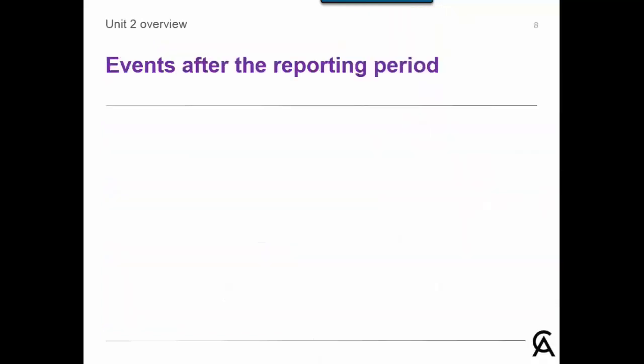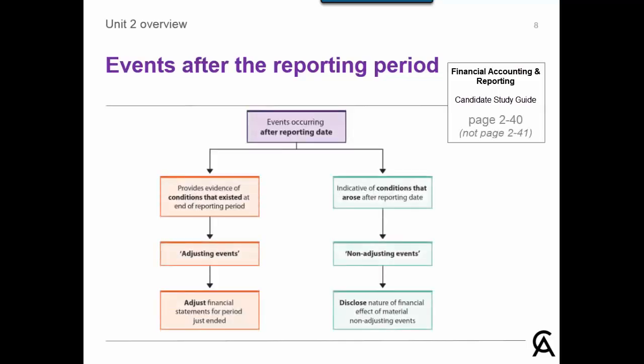Events after the reporting period is our last topic. This flowchart on page 2-41 is a good summary of this topic. The whole question here is to adjust or not to adjust. That's the question you always need to answer under IAS 10. The trick is using your professional judgment to establish whether the given condition existed at year end.